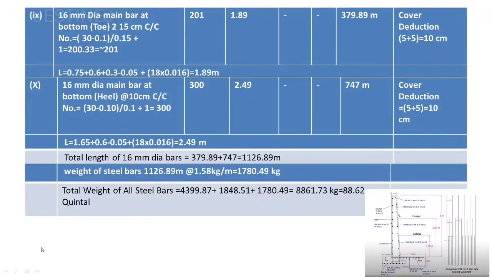Then coming to the next case, you can observe that we are providing 16 mm diameter main bar at the bottom. Here you can observe the 16 mm diameter main bar, and for the length we move on to the first diagram, that is 0.75 plus 0.6 plus 0.3 minus this 0.05 plus this hook distance. Okay, you will get 1.89 meter.